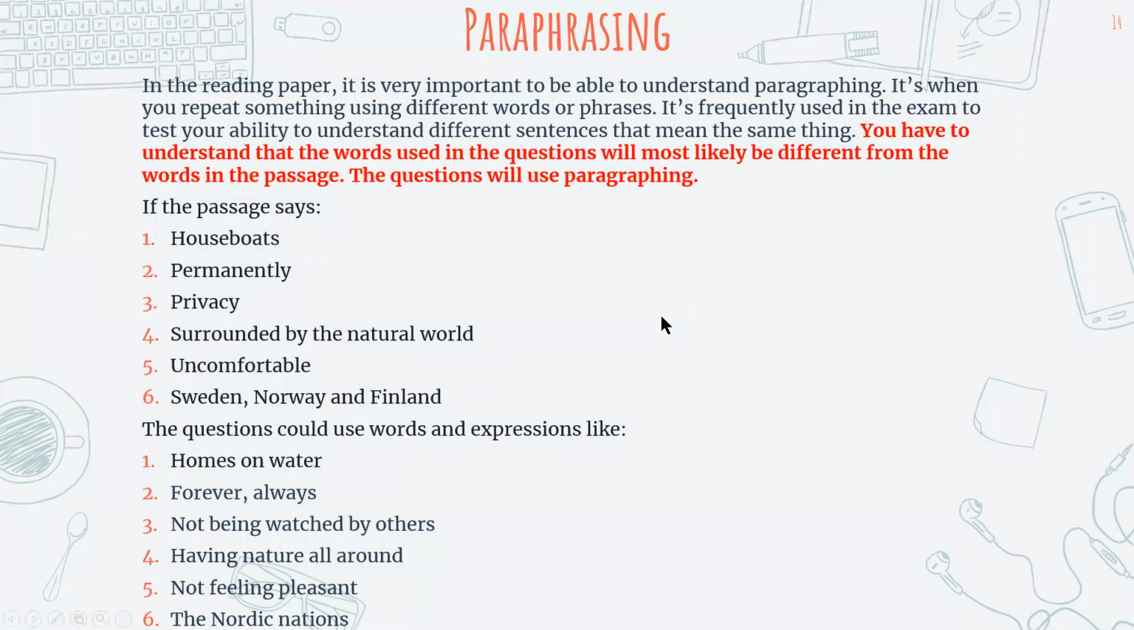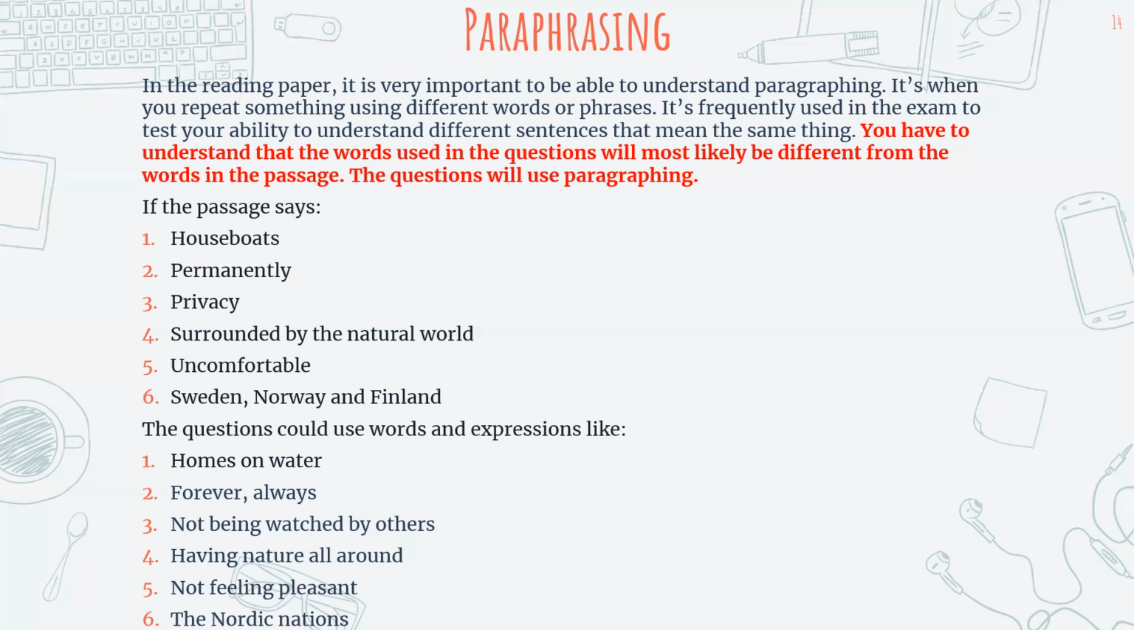Now let's move on to the other part of the lesson, paraphrasing. In the reading paper, it's very important to be able to understand paraphrasing. It's when you repeat something using different words or phrases. It's frequently used in the exam to test your ability to understand different sentences that mean the same thing. You have to understand that the words used in the questions will most likely be different from the words in the passage. And we have already seen that in the previous exercise. The questions will use paraphrasing.